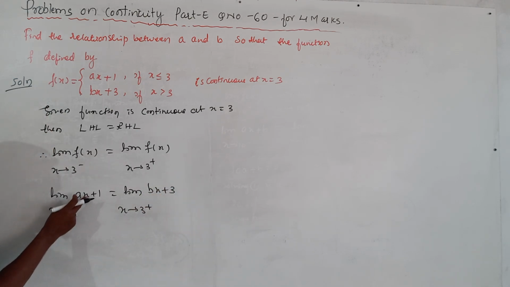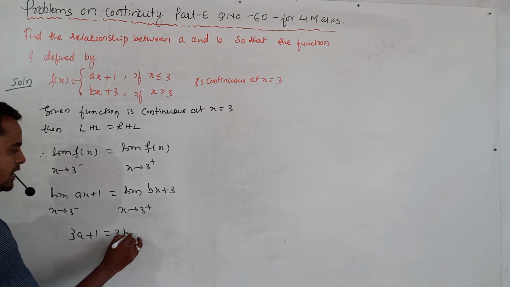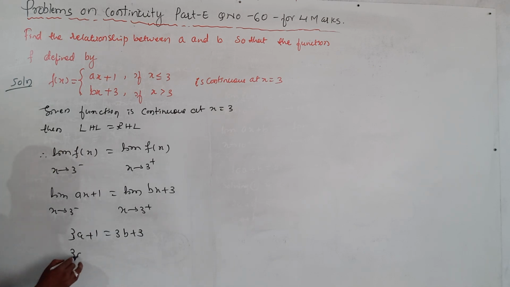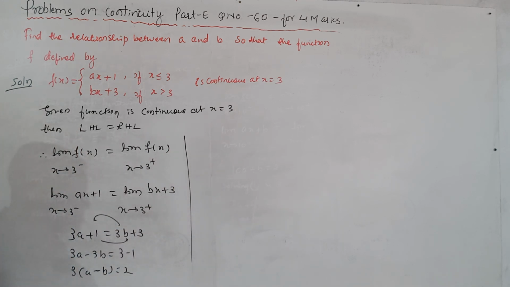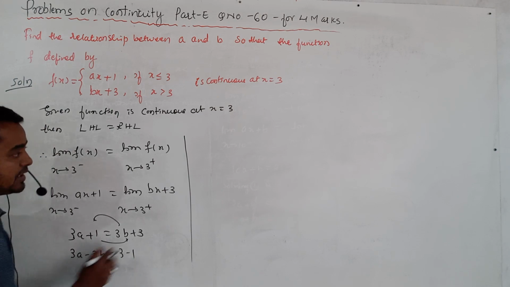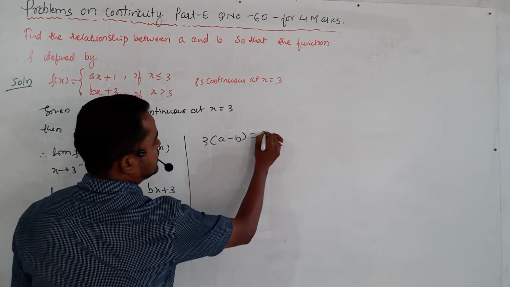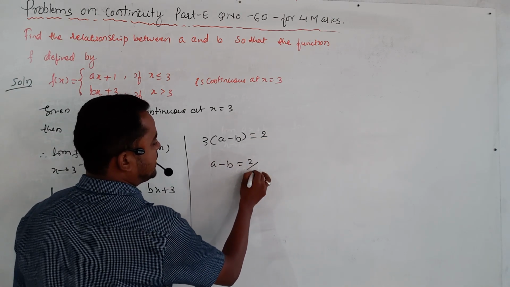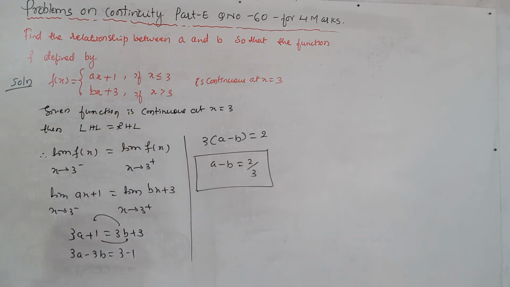Here, put the value of x, the limit will be removed. So 3a plus 1 is equal to 3b plus 3. Then 3a minus 3b: bring 3b to this side, and the plus 1 goes here as minus 1. Then 3 is common here, so 3 times (a minus b) is equal to 2. Then a minus b is equal to 2 by 3. So this is the relation between a and b.